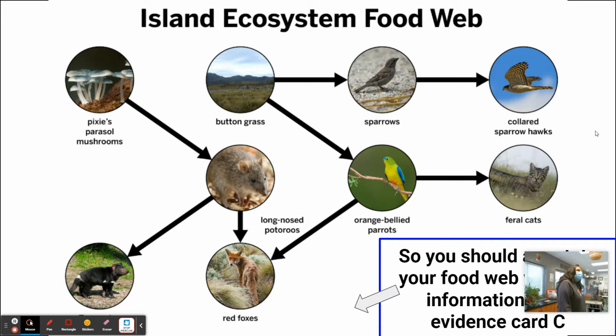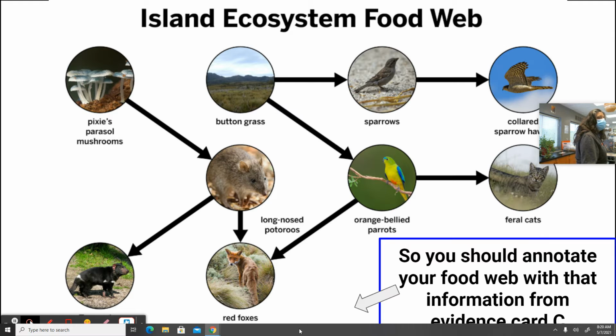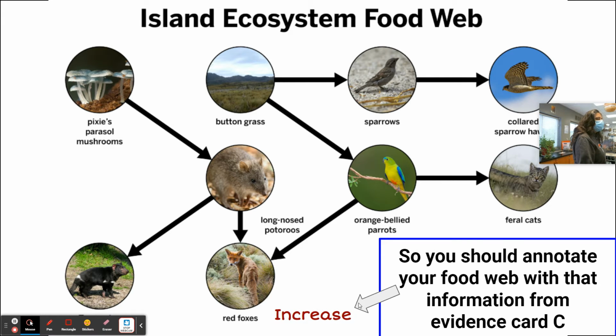So you're going to have a food web like the one you see here, and you're going to want to add your information from your evidence card to the food web. So you're annotating the food web. So what should I put next to our red foxes? What is happening to the population? Is it increasing, decreasing, or staying the same? Red foxes, are they going up or down? Up. Good. So on your food web then, next to red foxes, you will create a text box and type the word increase. That's all you have to do.